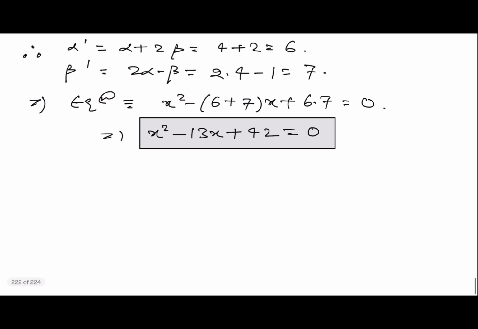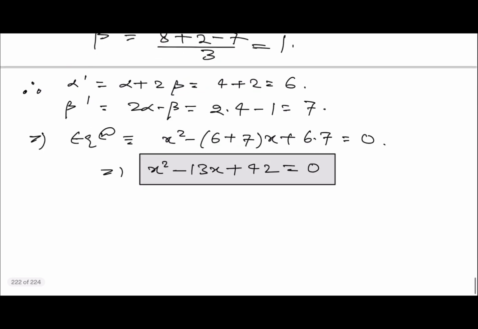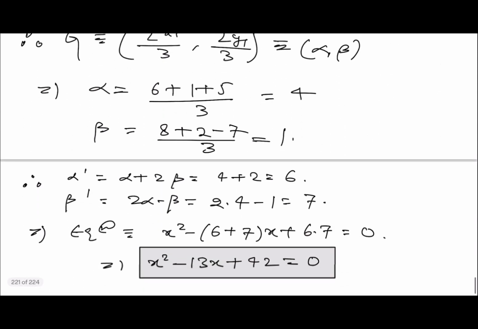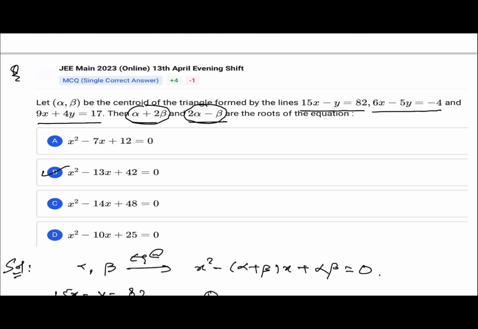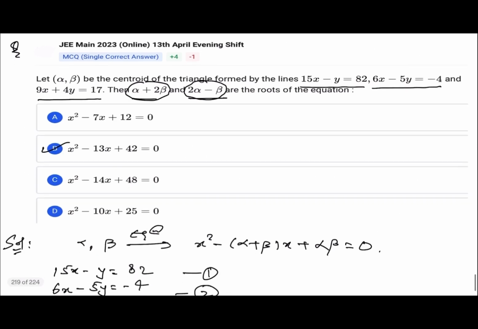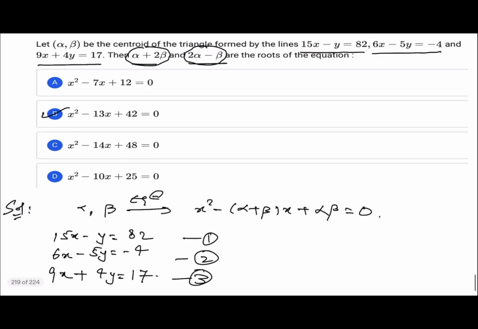So students, now come to the next question. So the option x square minus 13x plus 42 is equal to 0, so it is option B. So now students, come to the next question.